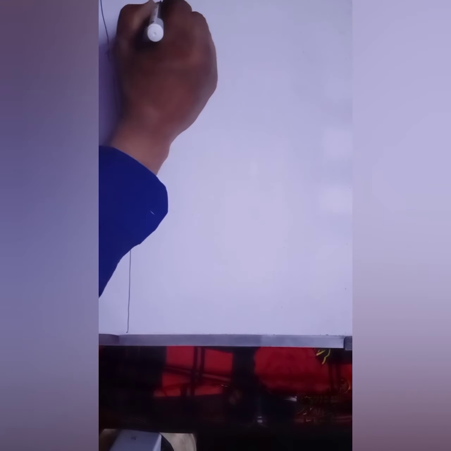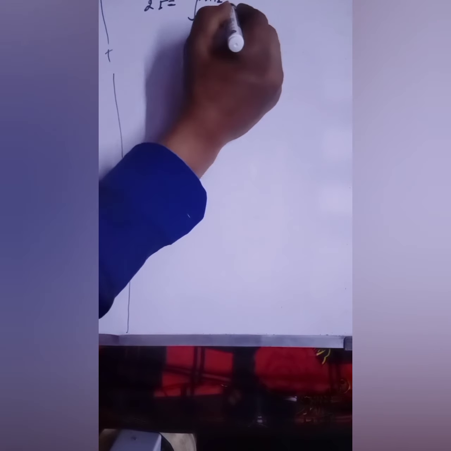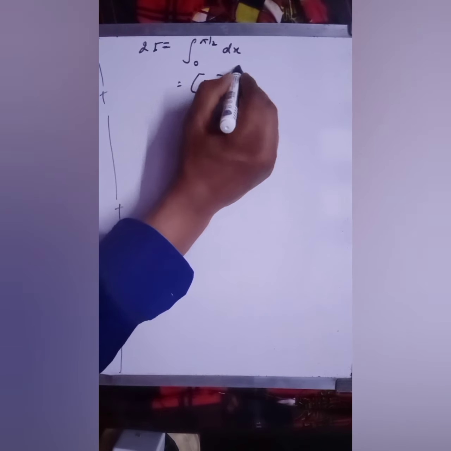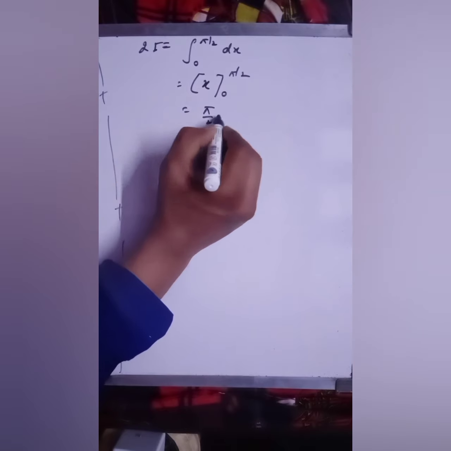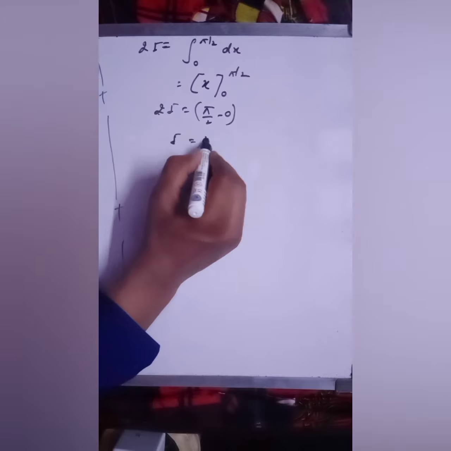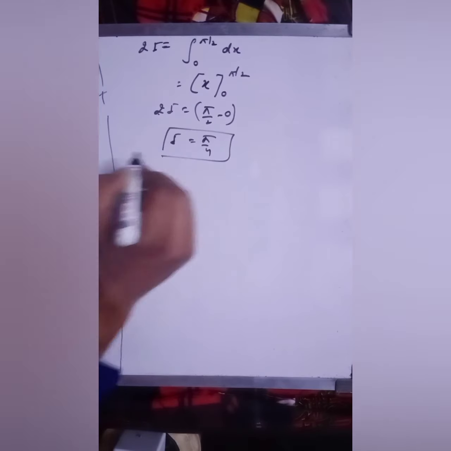See, so your 2I is equal to the integral from 0 to pi by 2 of dx only, because sin²x + cos²x is 1. The integration of this would be x only. So you just have to put pi by 2 minus 0. This is your 2I, so 2 will come here, and your I will be pi by 4. So this is the required answer. This is how you can use this property.